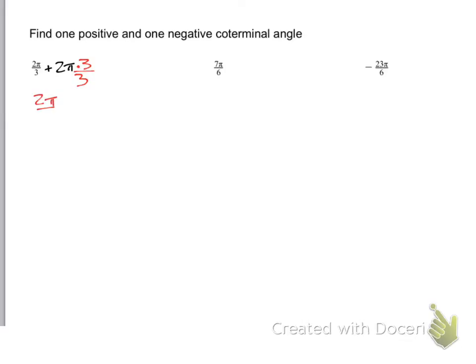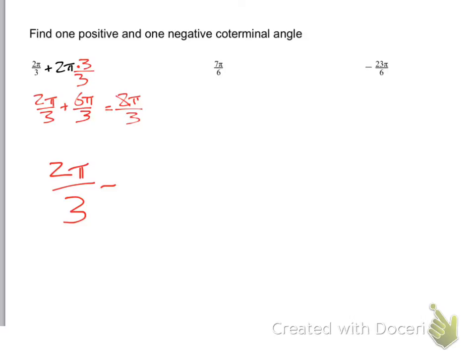So this becomes 2 pi over 3 plus 6 pi over 3, which would result in 8 pi over 3. Is this a positive or negative coterminal angle? Positive. That means I still need to find a negative. So, go back to the original problem and subtract 2 pi. Guess what I'm not going to write? I'm not going to write 2 pi.